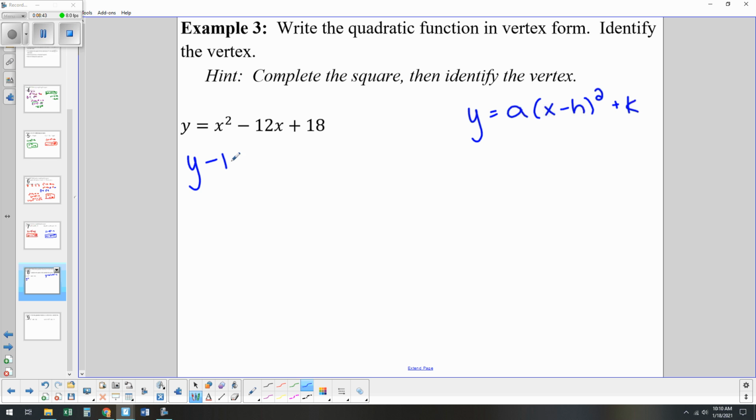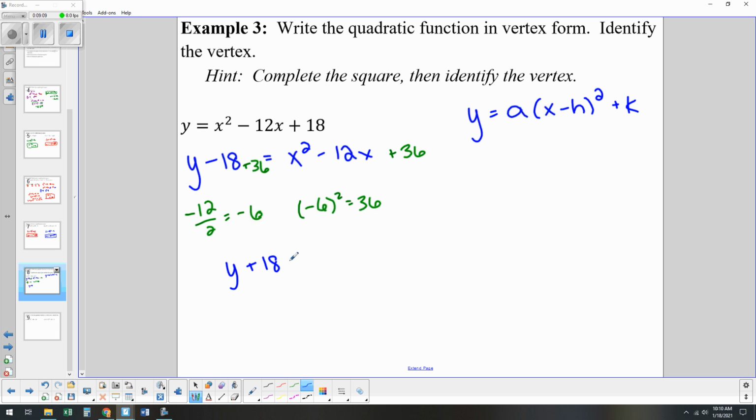So now I have y minus 18 equals x squared minus 12x. I'm still going to take half of that 12, negative 12, right? Negative 6. And then if I squared negative 6, I get 36. So we're going to have plus 36 on both sides. So now I have y, and then negative 18 plus 36 is plus 18 equals x squared minus 12x plus 36. So this can be factored, right? X minus 6 squared. We get the minus 6 from over here.